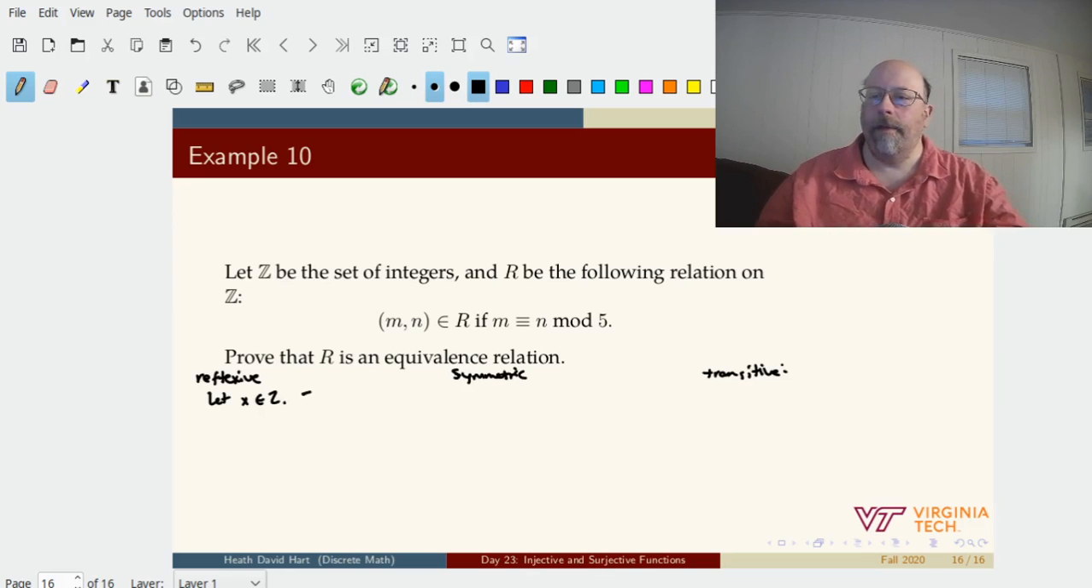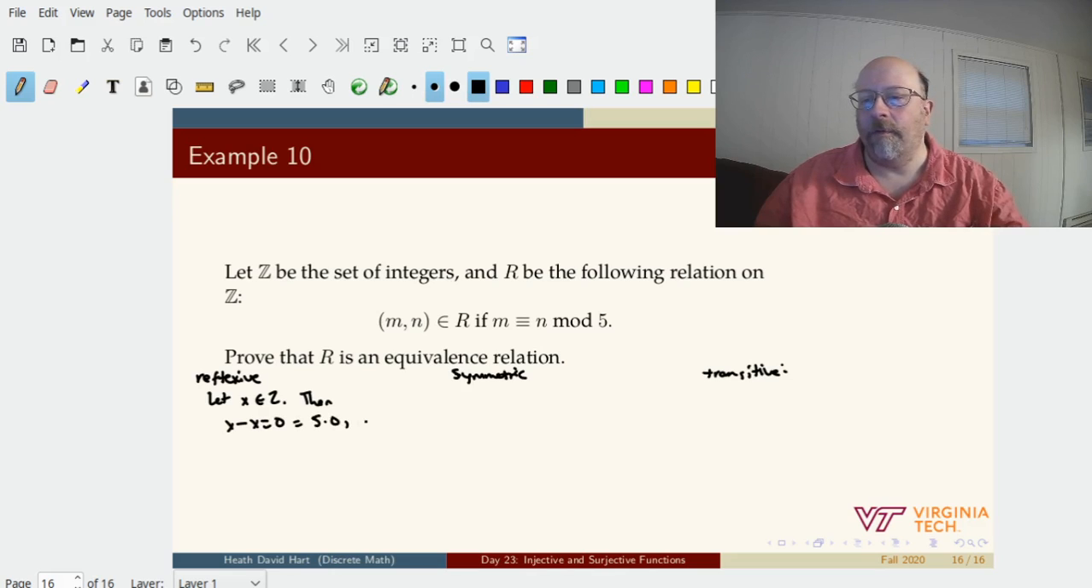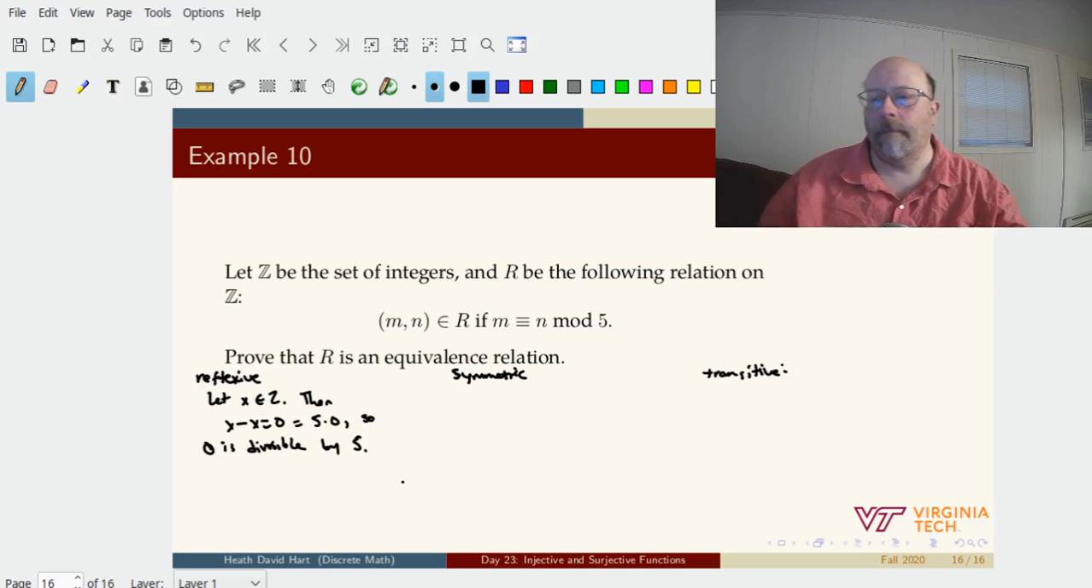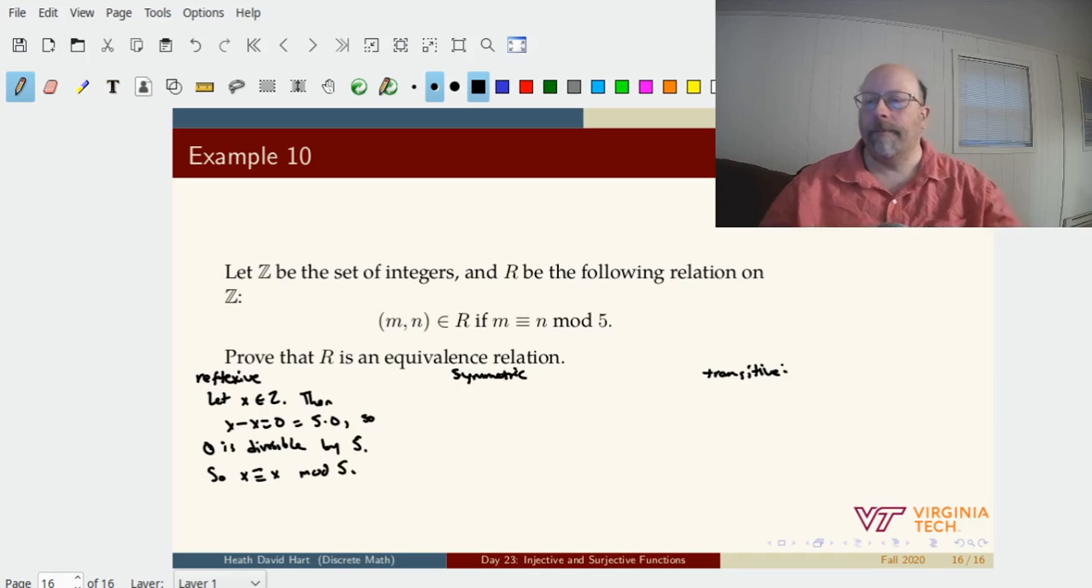Okay. Then x minus x is 0, which is equal to 5 times 0. And so 0 is divisible by 5. And the reflexive property says that m congruent to n has to be true. Well, x minus x is equal to a number that's divisible by 5, and so x is congruent to x mod 5. Okay?